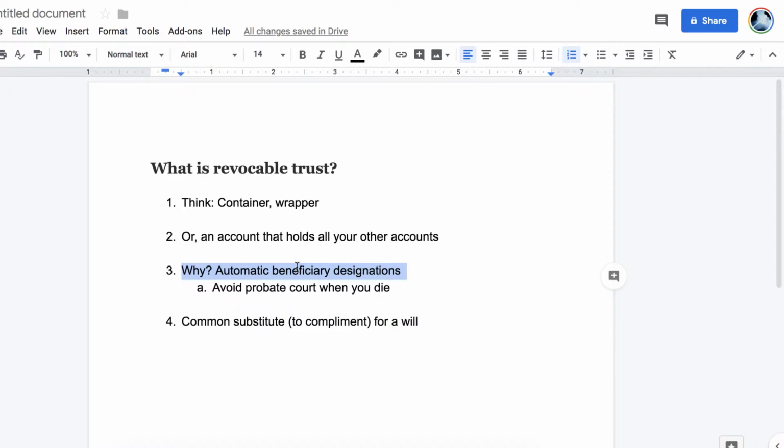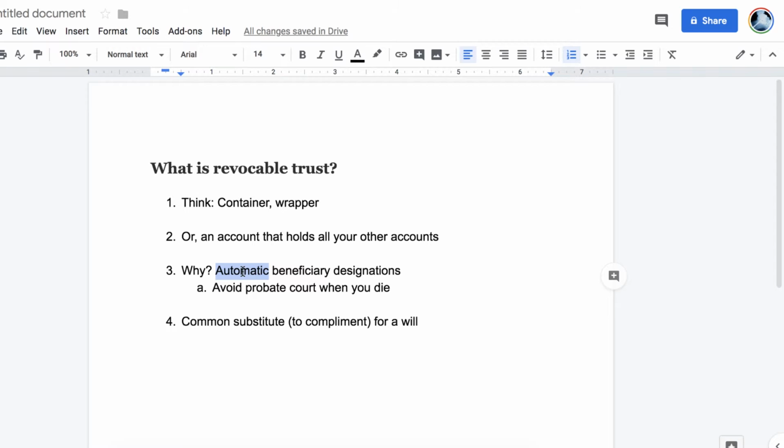What does that mean? For example, if you had a bank account or a life insurance policy, as you probably know, you can name a beneficiary to it. So if I have a life insurance policy for $100,000, I name my wife or my child as the beneficiary. If I die, that money automatically goes to my wife or child without going through court. You may not know this, but you can also do that for bank accounts, brokerage accounts, and other types of assets.